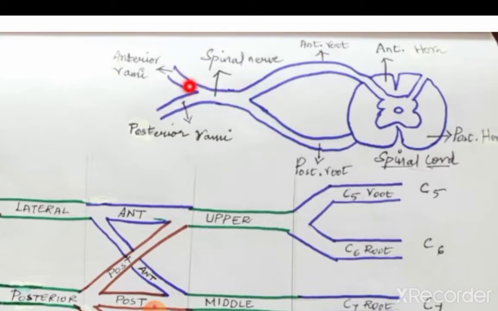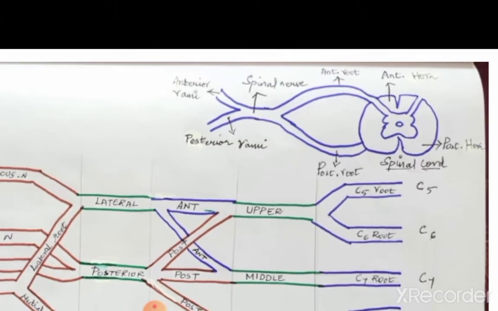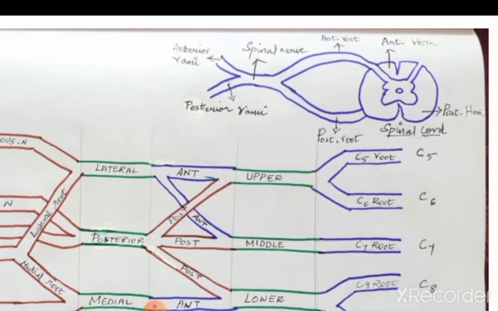The division on the anterior side is called anterior rami of spinal nerve, and the division on the posterior side is called posterior rami of spinal nerve. So this is how nerves are arising from the spinal cord. So what is brachial plexus and how is it formed?